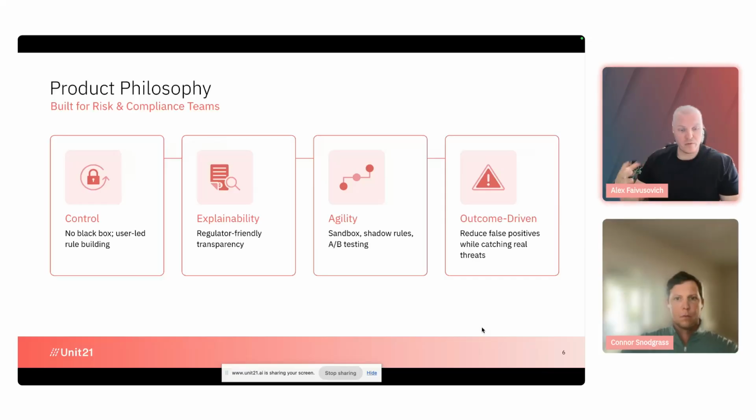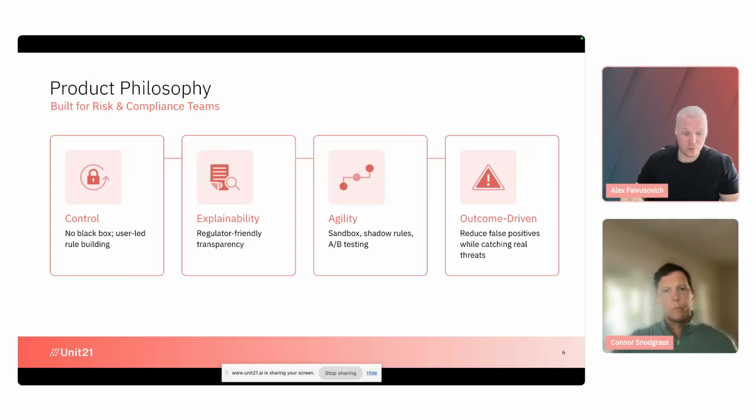In terms of product philosophy, when we develop new products or features, we always ask ourselves what the agent, the investigator, the analyst will gain from it, and how we enable them to do their job better. What you see on the screen are our pillars for product development: control, explainability, agility, and outcome driven.